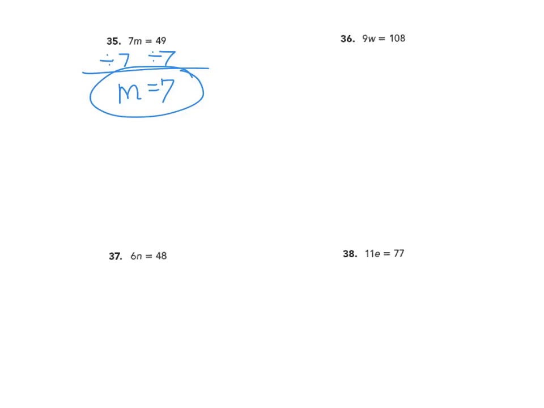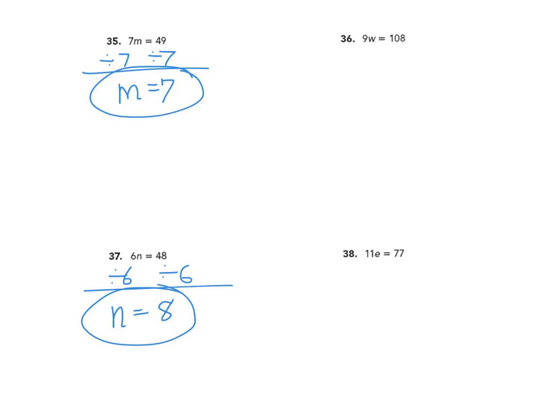Similarly, if I look at number 37, I see that 6n equals 48. I don't want 6 n's, so if I divide both sides by 6, I'll get n by itself here and 8 over here, because I know that 6 times 8 is 48. If you want to try the other two, you can pause the video here, then we'll go over it.